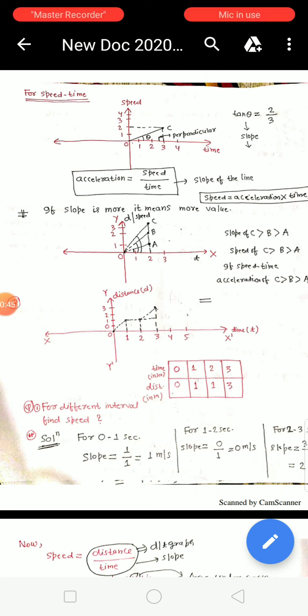So I will start my lecture today. It is simply the continuation of the last lecture, so I am not going to repeat all those things.